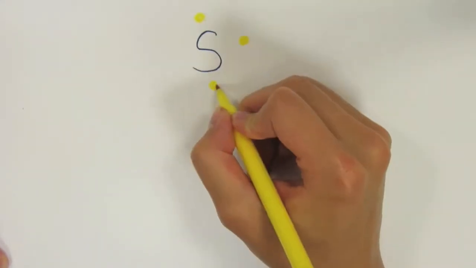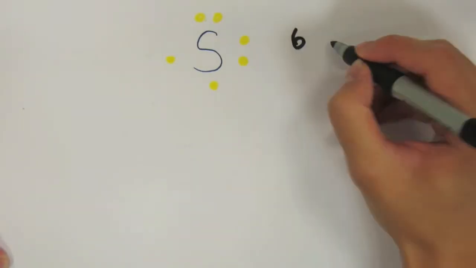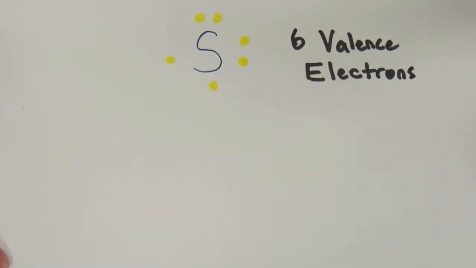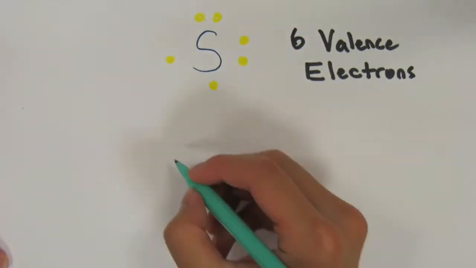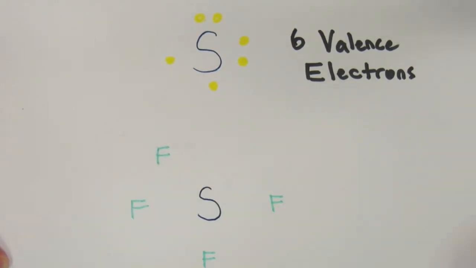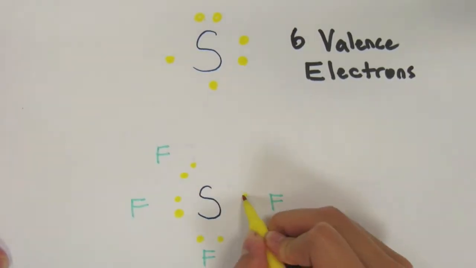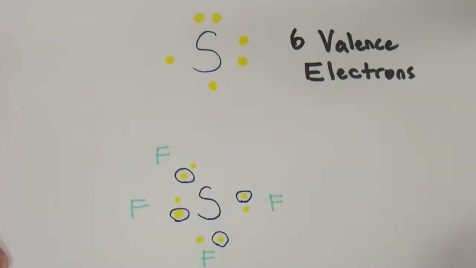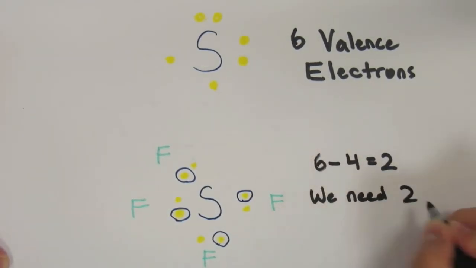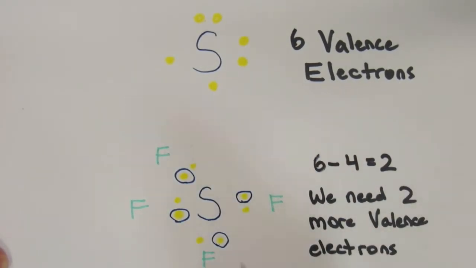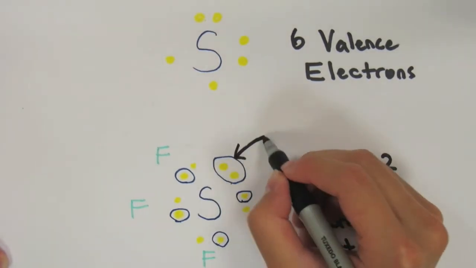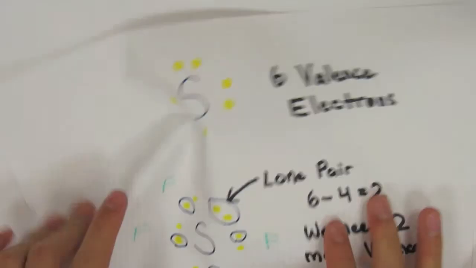Sulfur has 6 valence electrons. To form the compound sulfur tetrafluoride, 4 electrons are used in the bonds. The number of valence electrons remains the same, so electrons not used in bonding result in lone pairs. 6 minus 4 results in 2 more electrons not used in bonds, or 1 lone pair. 4 bonding pairs and 1 lone pair means the shape is seesaw.